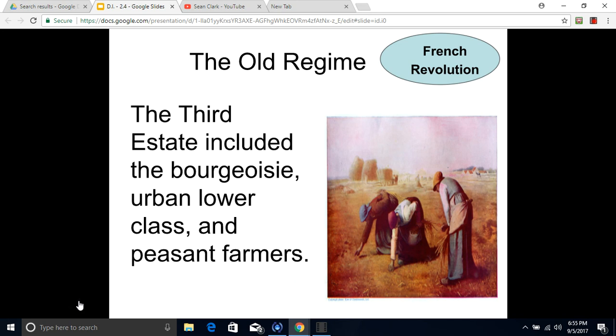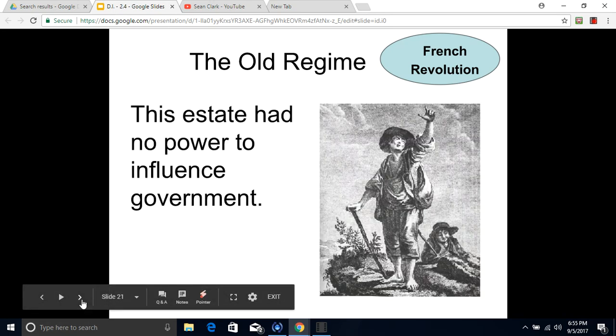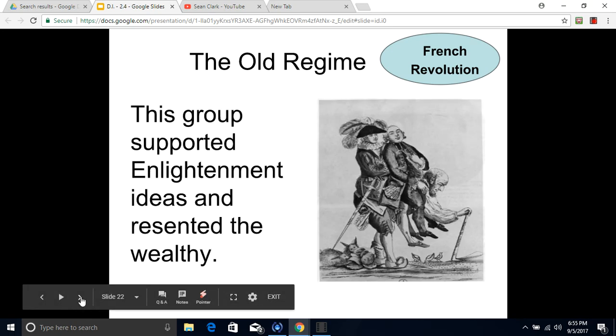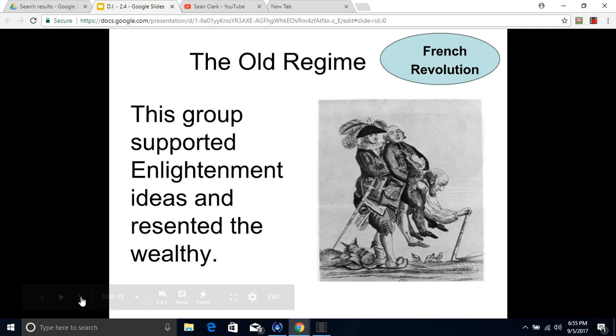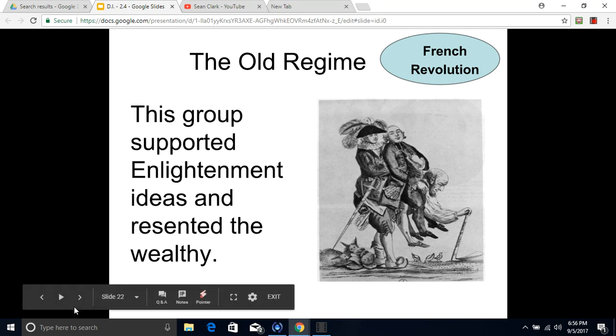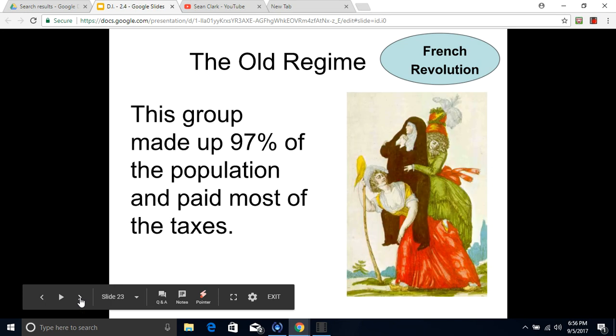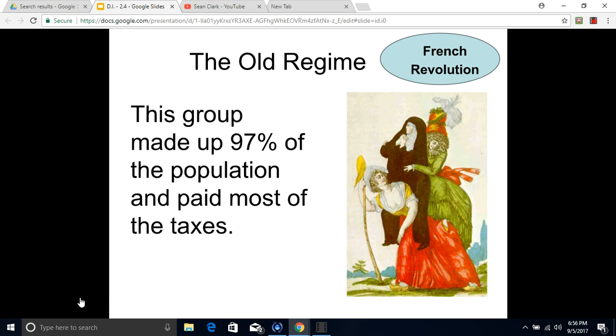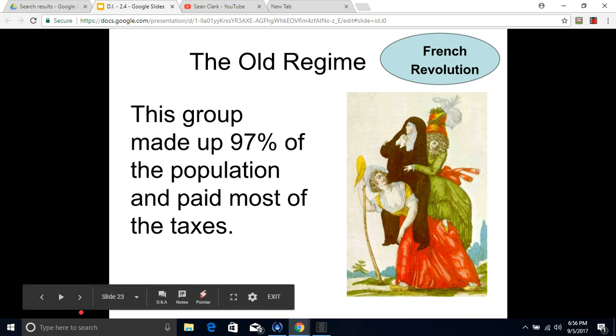The third estate included the bourgeoisie, which is the middle class, the urban lower class, and peasant farmers. Next slide. This estate, that is the third estate, had little or no power to influence the government. Next slide. This group supported the Enlightenment ideas and resented the wealthy. Next slide. The third estate made up 97% of the population and paid most of the taxes. Next slide.